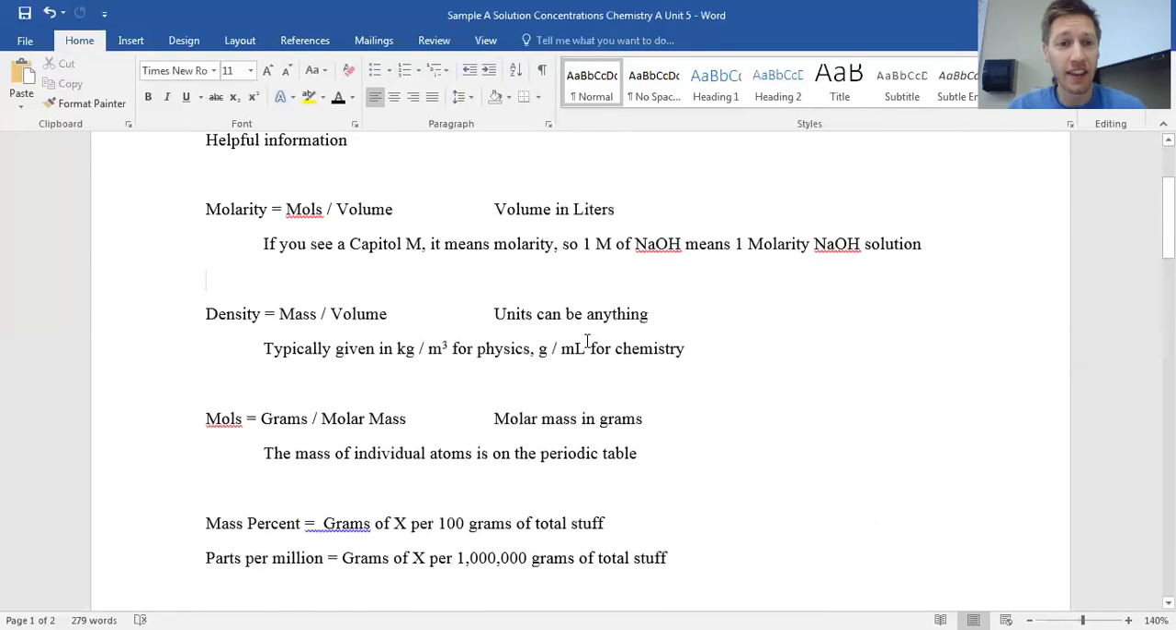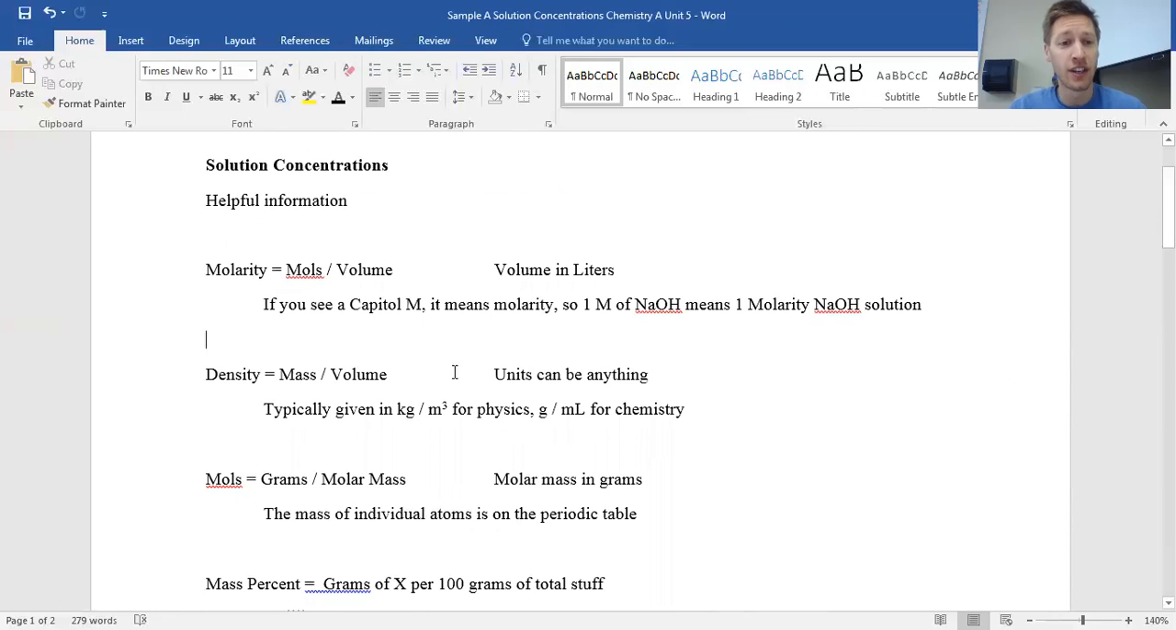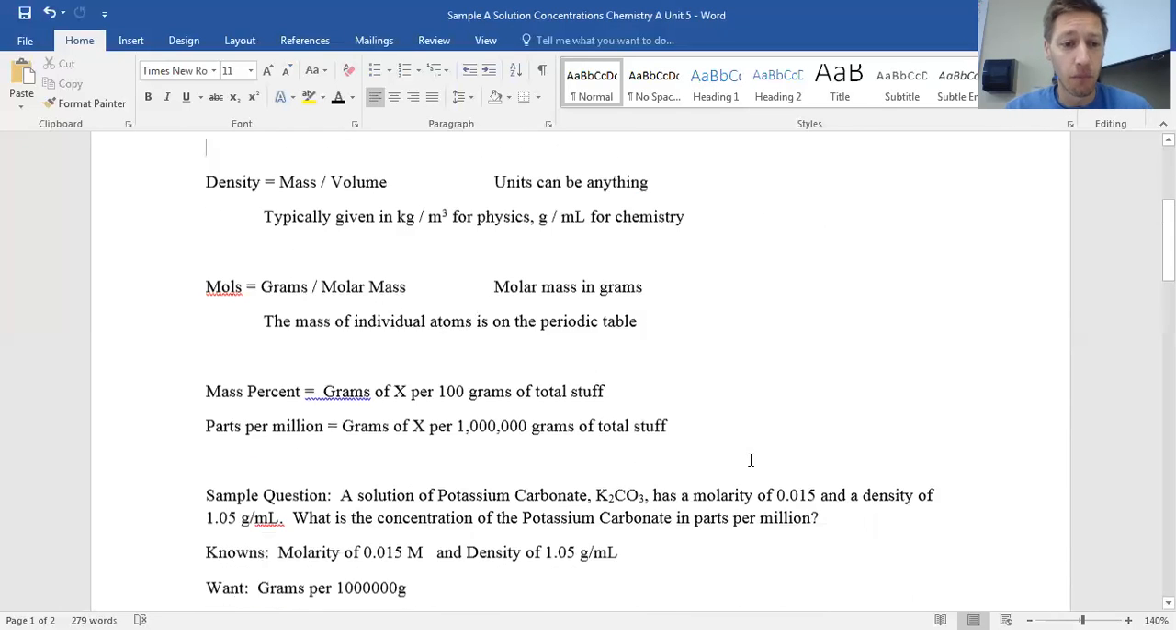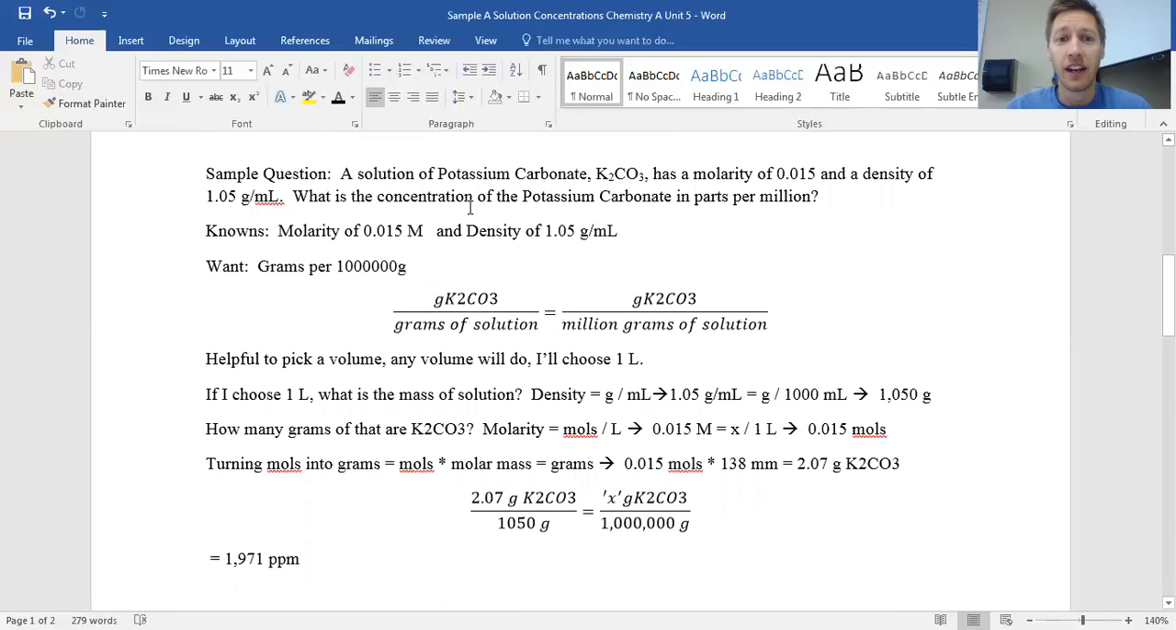So a lot of the A-level questions for solution concentrations make you connect these things together and work between them. So, sample question: a solution of potassium carbonate, K2CO3, has a molarity of 0.015 and a density of 1.05 grams per milliliter. What is the concentration in parts per million? So we're given a molarity and a density, and we're going to have to turn them into grams per million.